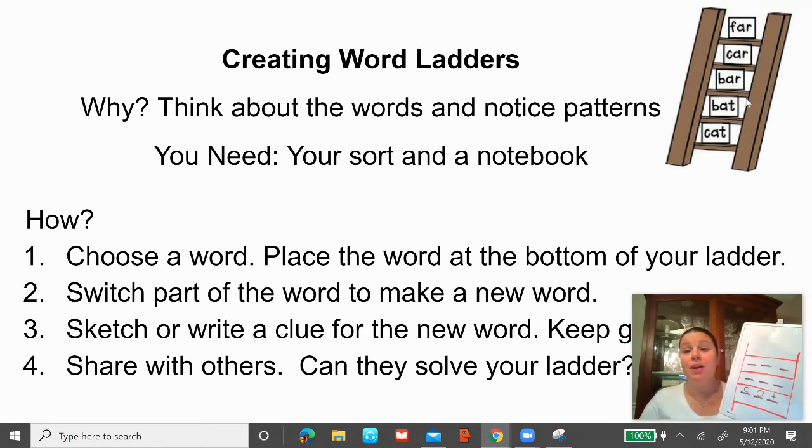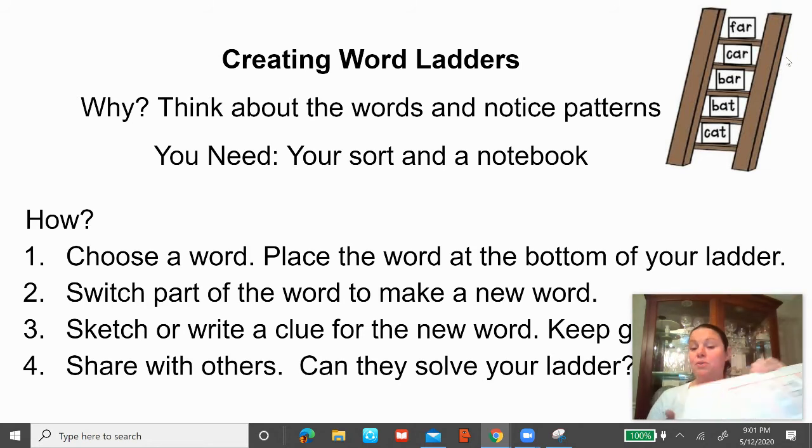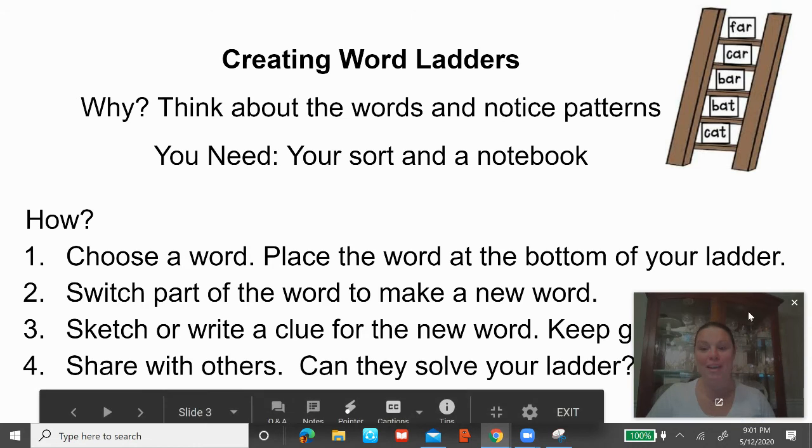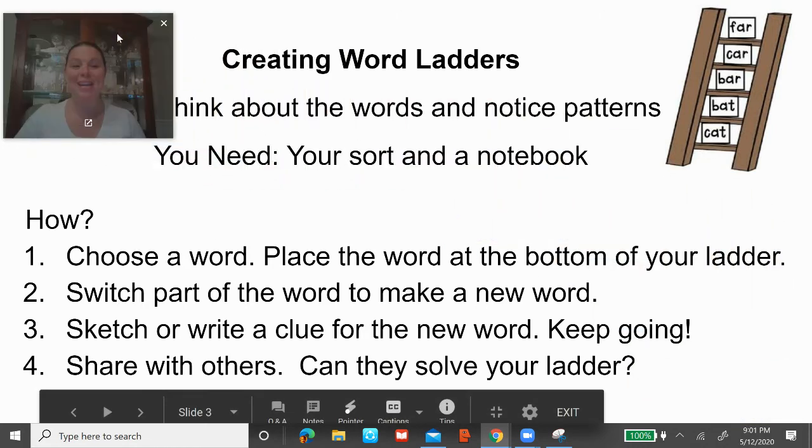And then the next word, I changed the final sound, the R. So the B and the A stayed the same, and I made it bar, and it could be like a candy bar. And then on the next one, for car, you could even give a clue, like you use me to get to school and you drive me. So you kind of want to give your reader a little thinking, and you want to maybe get creative. And then you can share your word ladders with everyone and you can ask them to solve them.